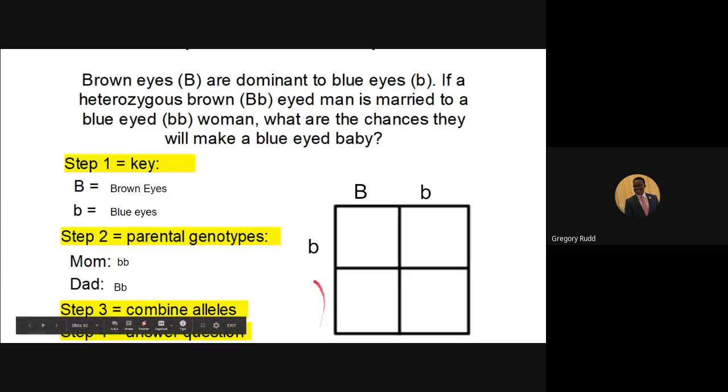There should also be a lowercase b here for mom. It's going to come up in a couple of clicks. Now I'm going to do my cross. So this capital B goes in this box, and it gets paired with this lowercase b. So I end up with a heterozygous offspring. Right here, this lowercase b goes into this box, and so does this lowercase b. So I end up with a homozygous recessive genotype in this box.